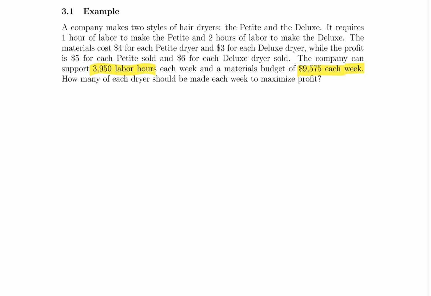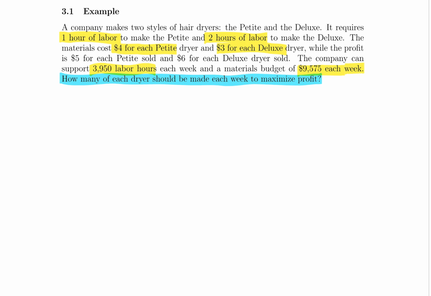So I can already see, knowing the hours, 1 hour of labor or 2 hours of labor, that's going to be related to our total labor hours, and the cost, $4 for the Petite, $3 for the Deluxe, that's going to have to relate to our materials budget. And now the big question is, how many of each dryer should be made to maximize the profit?